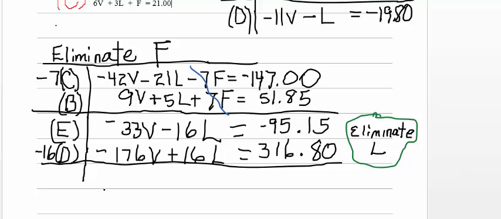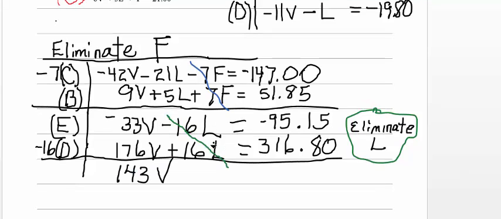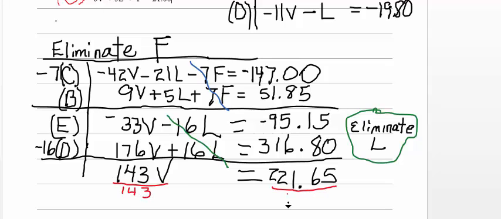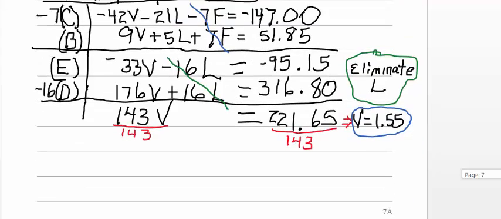So notice what I'm doing here is eliminating L. And again, I had a little sign error there that I had to correct. So I'm checking before I move forward. So 143V equals 221.65. I divide both sides by 143, and I get that V is 1.55. So I have one of the unknowns.